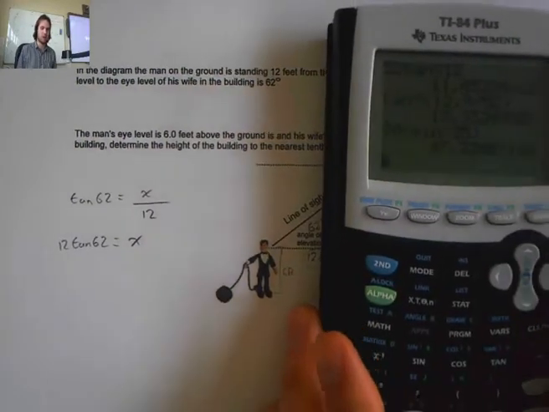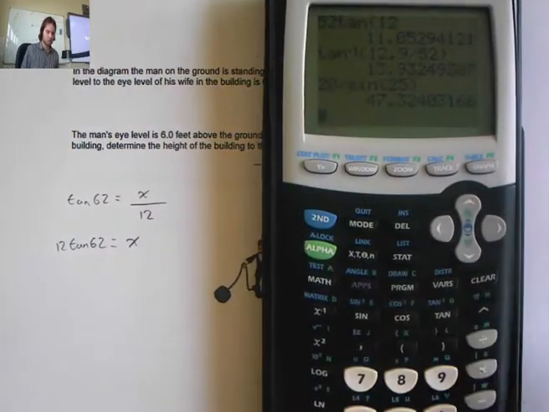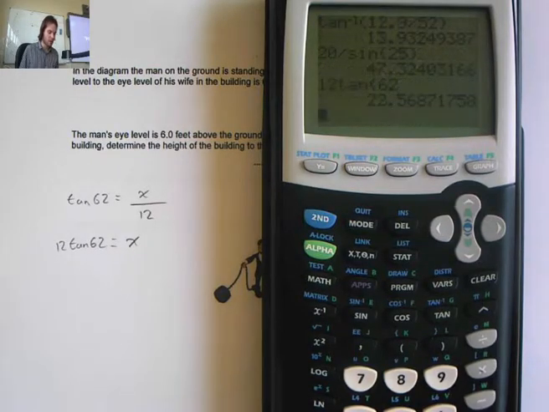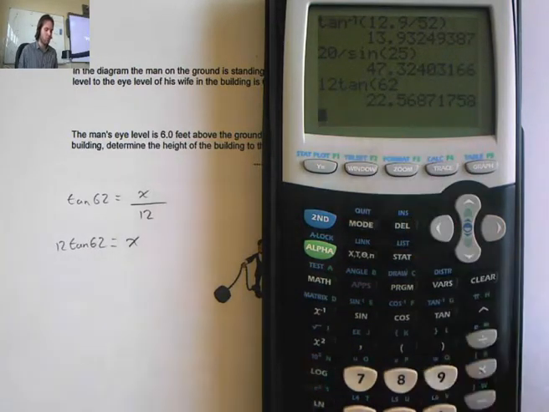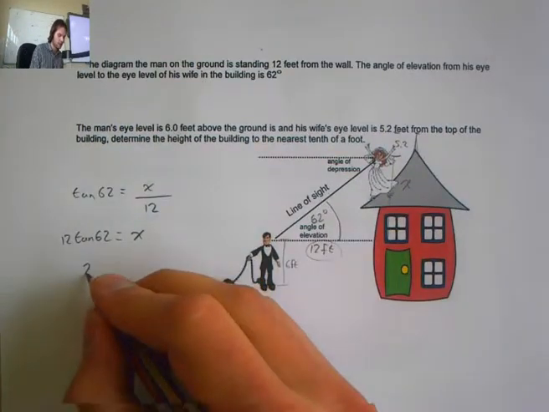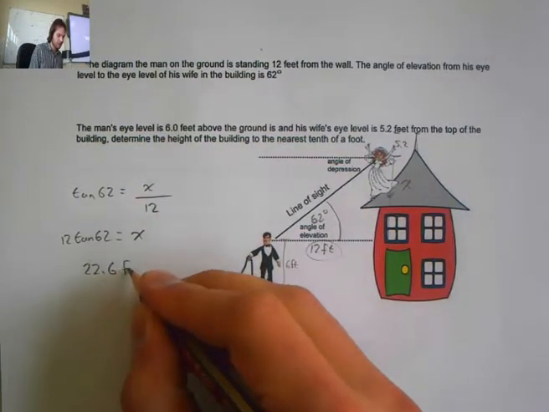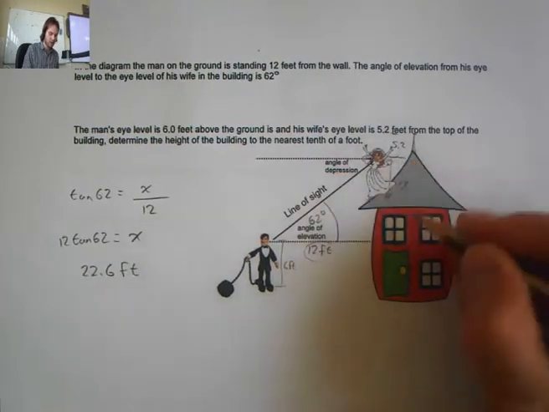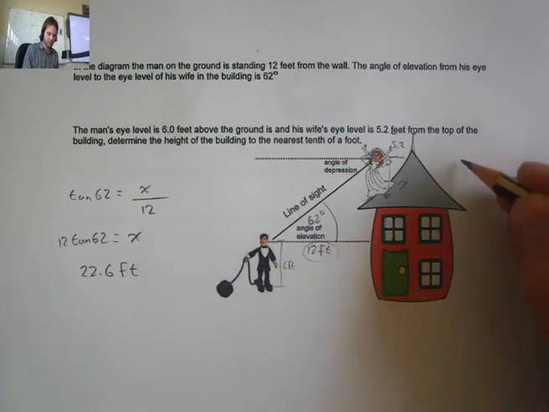So let's punch that into my calculator. All right, here we go. We're going to go 12 tan, and then we have 62. Enter. I end up getting 22.6 feet, because it wants to the nearest 10th. So 22.6 feet. Now, 22.6 feet is from here to here is 22.6, right?